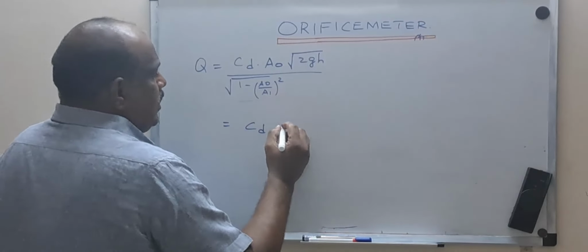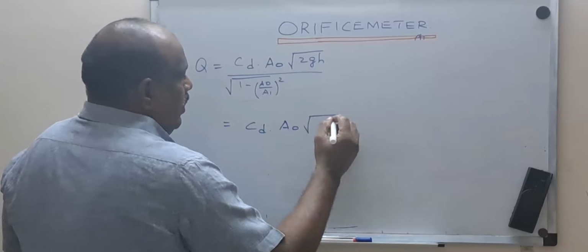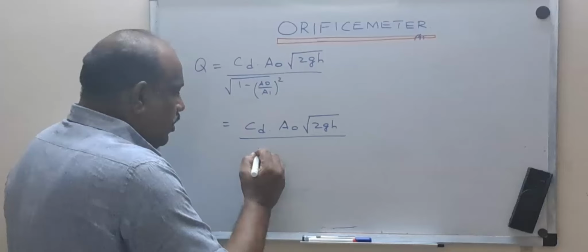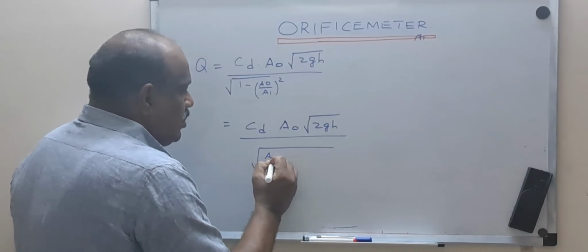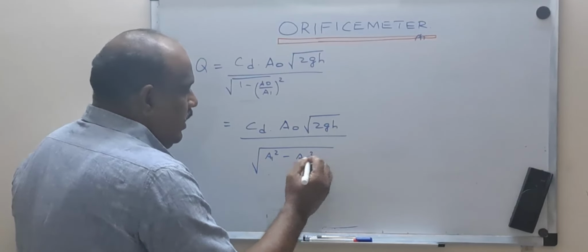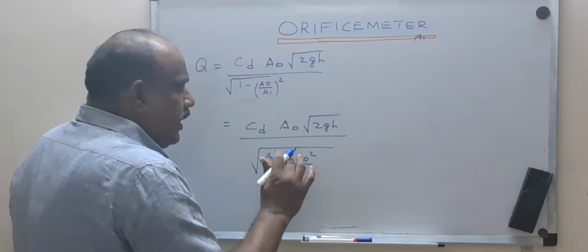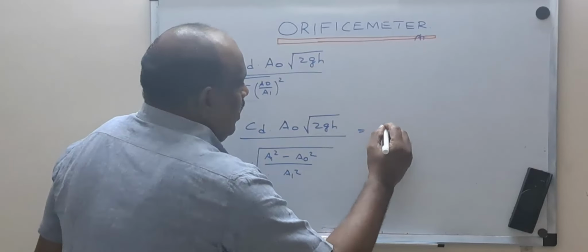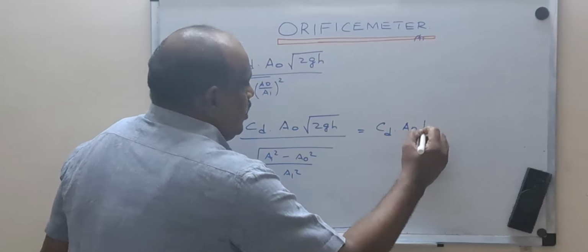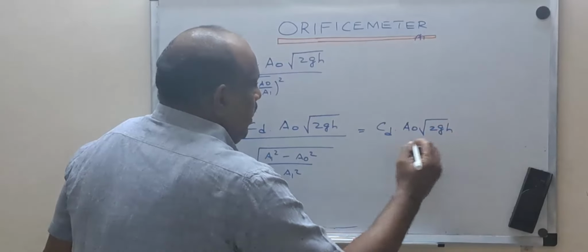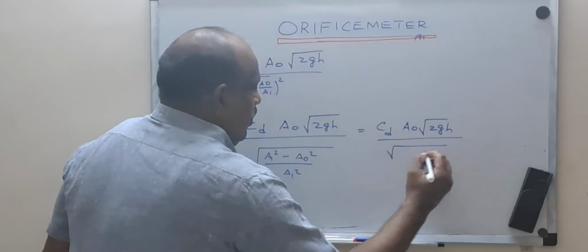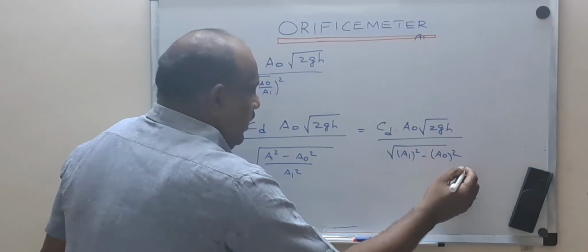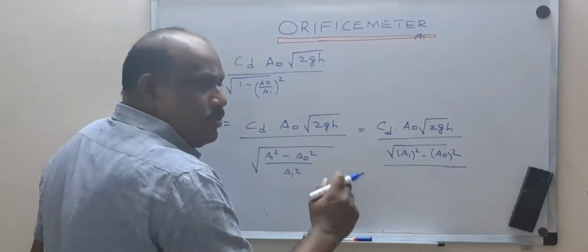Tarnima, can you take the LCM for the denominator? What is the LCM for the denominator? Very good. It is A1 squared. So A1 squared minus A0 squared by A1 squared. Can you take the square root of both the numerator and denominator separately? So what will happen now? CD into A0 into square root of 2GH divided by square root of A1 squared minus A0 squared by square root of A1 squared.